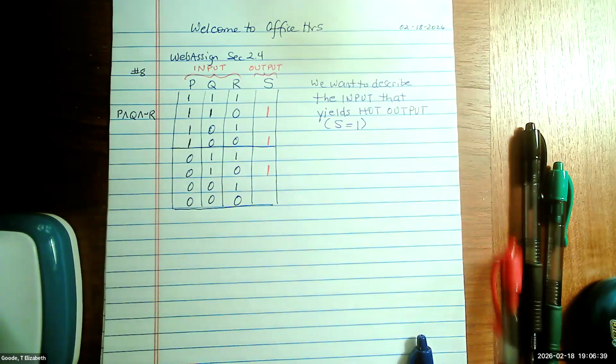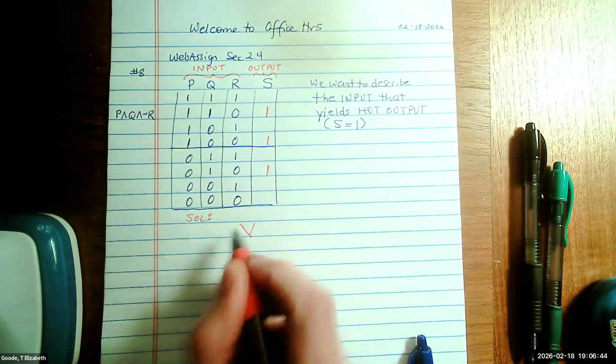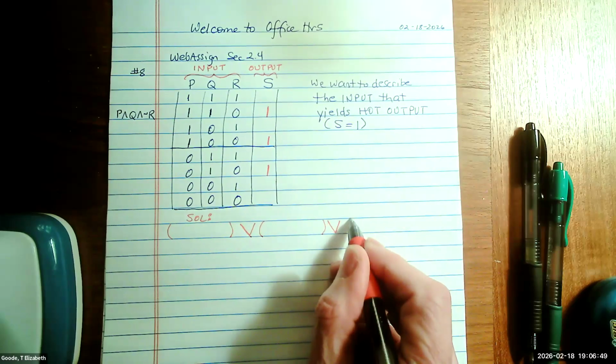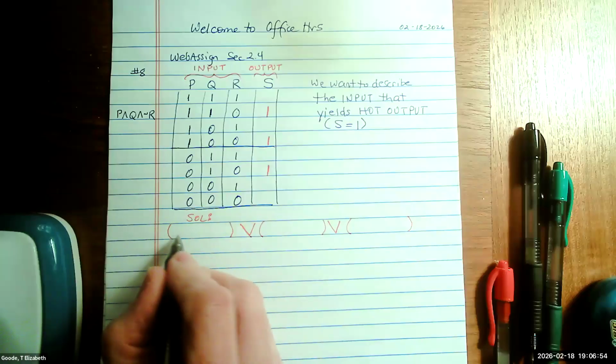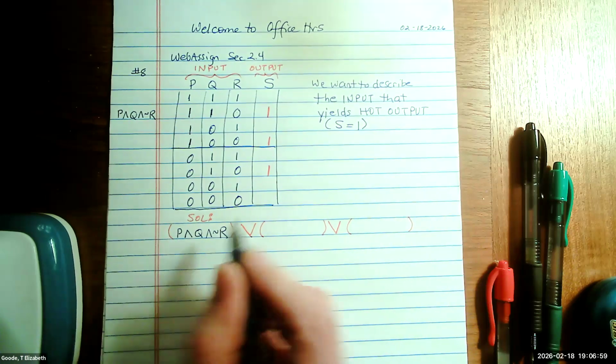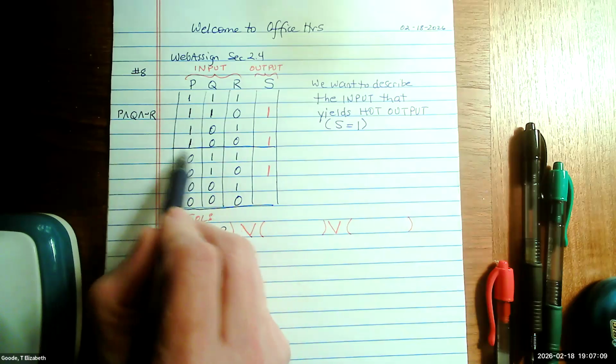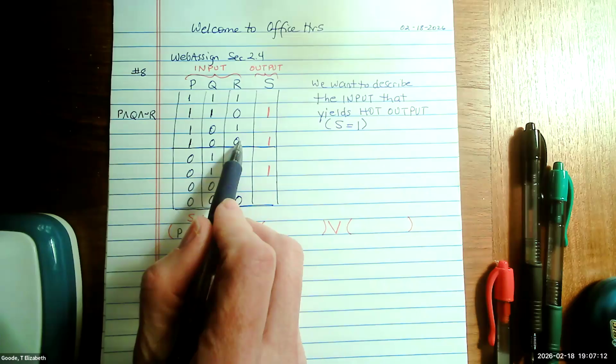Okay. Can I check? So when we finally write our solution, we're going to OR together those input states. And there are three of them that yield the hot output. And one of those is P and Q and not R. I won't spoil the fun for you. So this would be P, not Q, not R. And we AND those together because all of these are happening at the same time.